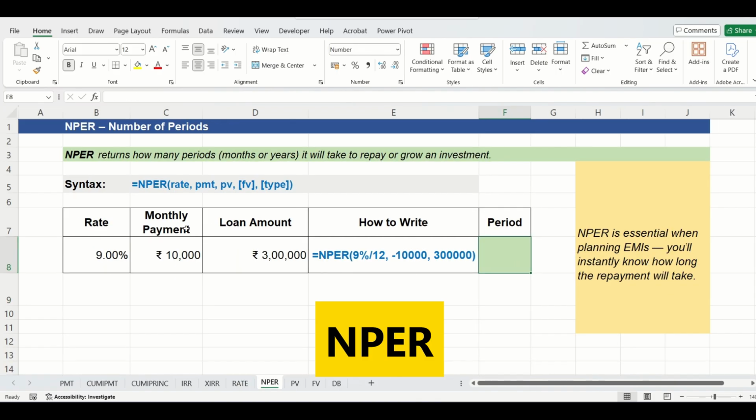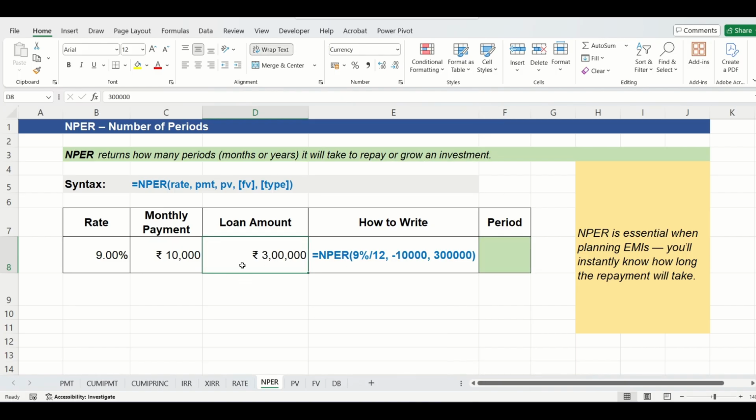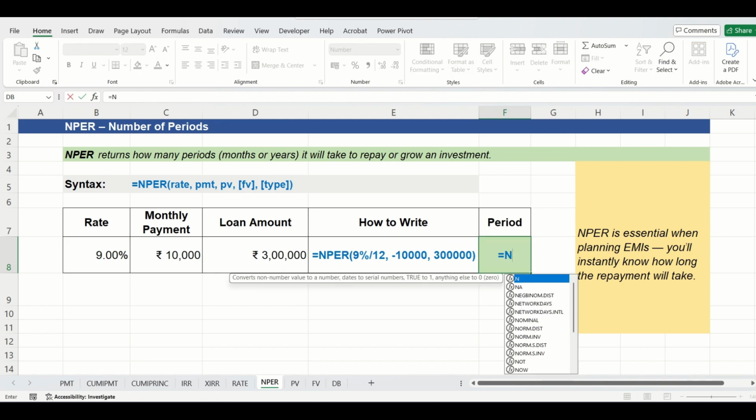Let's move to the next formula, which is NPER. NPER actually returns how many periods, in months or years, it will take to repay or grow an investment. So in case you are taking a 3 lakh rupees loan and the rate of interest is 9% per annum and the monthly EMI is 10,000, these three things are fixed. Then with NPER, you can get the duration you will take to repay the entire loan.